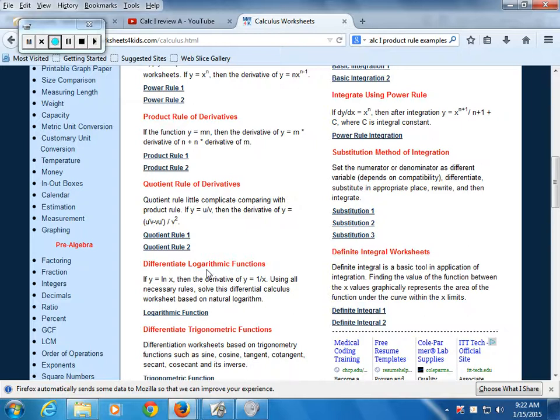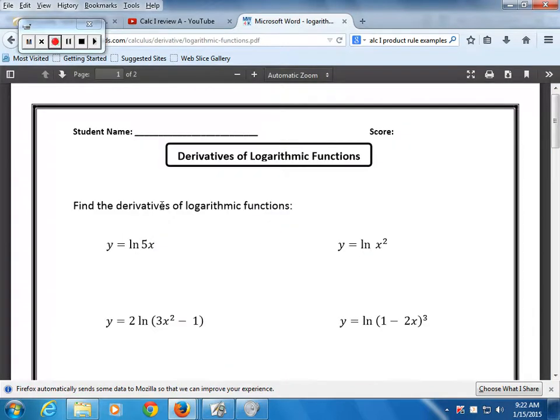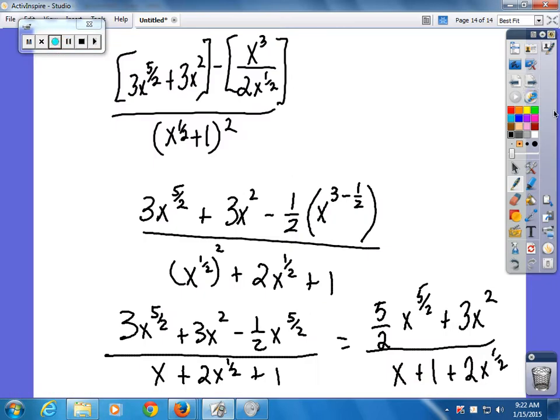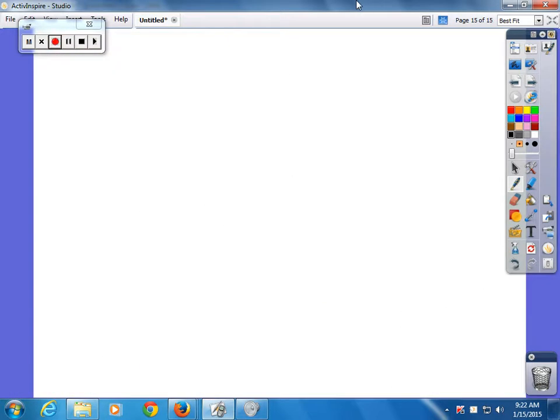Don't forget your logarithmic rule. Dang old natural log, dang old 1 over x. Don't forget that. Let's go, I'd like to go, y is equal to the natural log of x. I'll just write it down. Y is equal to the natural log of x, or f of x is equal to the natural log of x, however you want to write it. Y prime is equal to 1 over x.